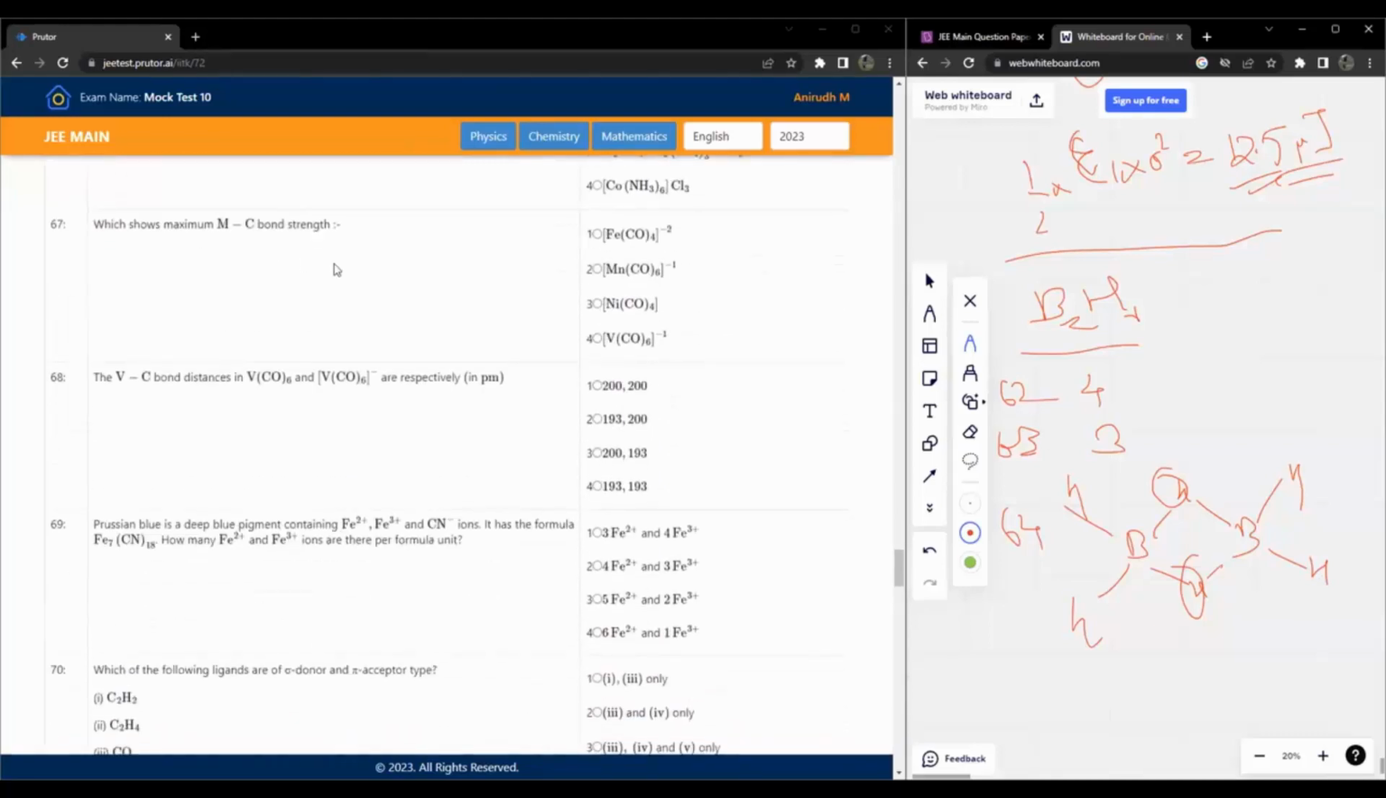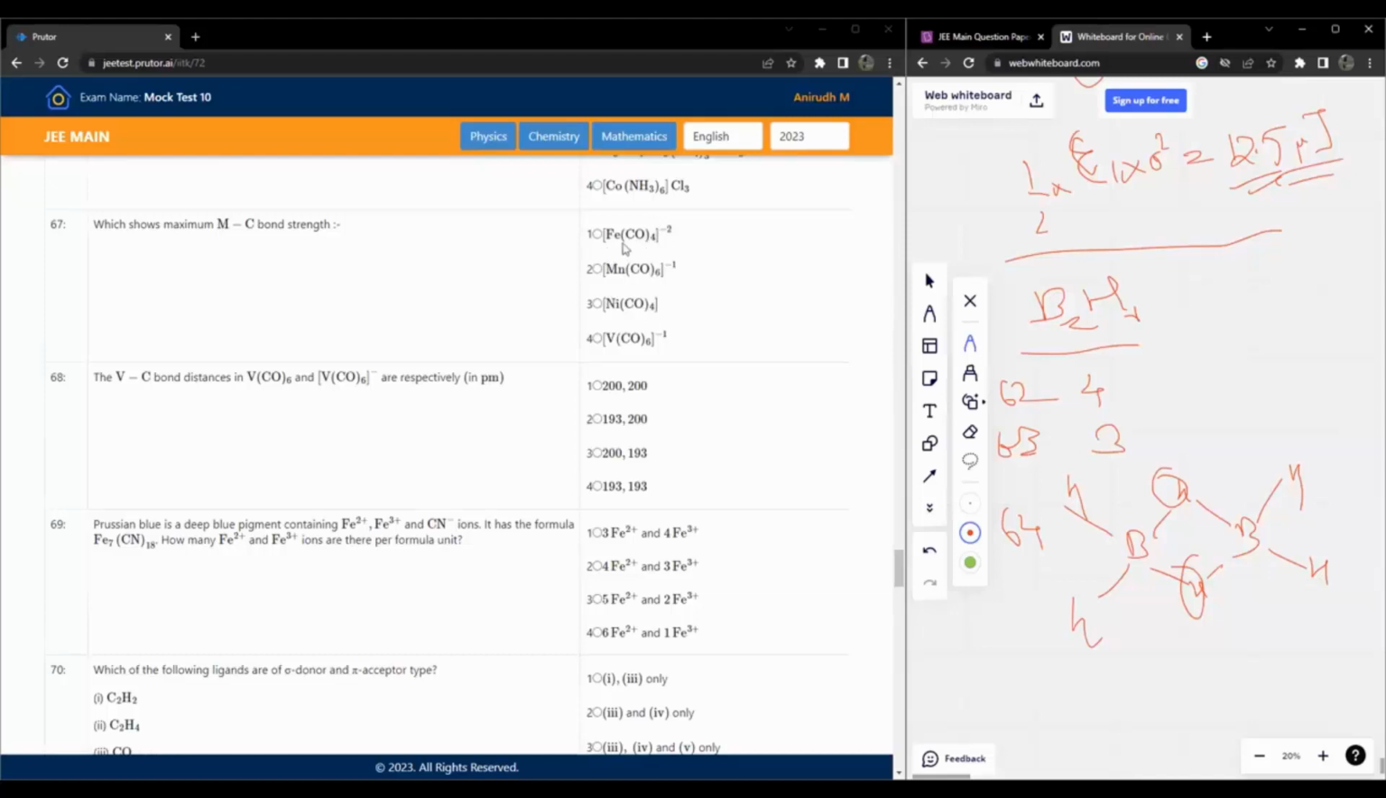Showing maximum metal carbonyl strength. This is a matter of metal-ligand electron transfer, also called back bonding, of course. If the central atom is electron rich, there is a higher possibility of back bonding, with metal donation of pi star orbital of CO. Right, that's the theory behind it.